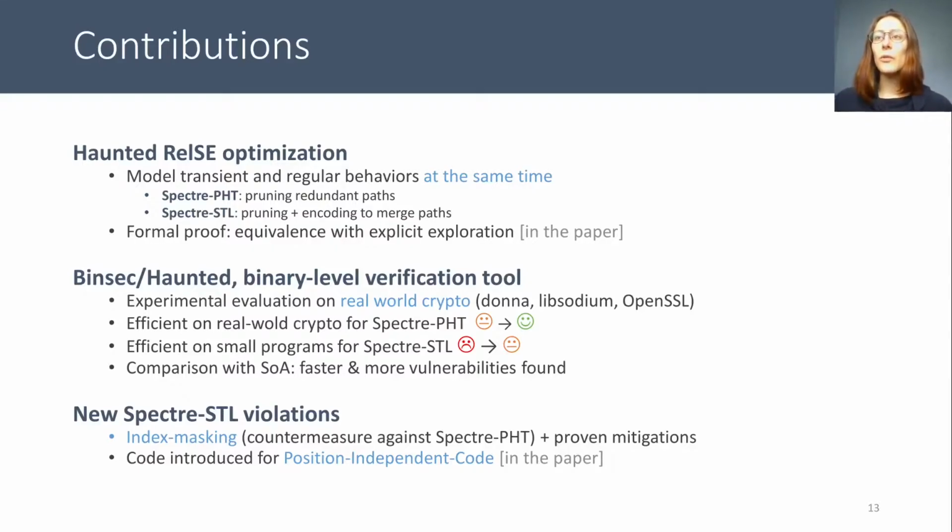So to sum up, we propose an optimization called Haunted Relational Symbolic Execution to detect Spectre violations. Its key idea is to represent both transient and regular behavior at the same time to limit path explosion. And we also give a formal proof that it is equivalent to an exploration strategy that would model transient paths explicitly. We implement this technique in a tool called Haunted and perform experimental evaluation on real-world crypto. And we also compare against state-of-the-art tools, CliSpectre and Pitchfork. Finally, we report 2 Spectre-STL violations, first with the index masking countermeasure against Spectre-PHT, and second in the code introduced by compiler for position-independent code that we won't discuss in this talk, but that you can find in the paper.